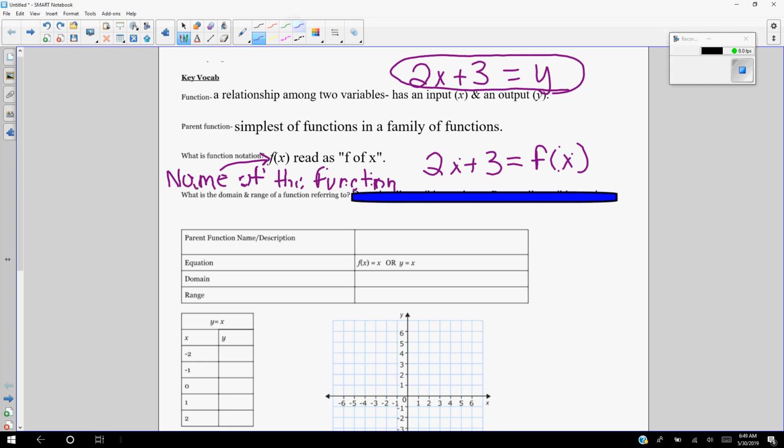It's important to know that f of x and y equals basically mean the same thing, just written slightly differently.